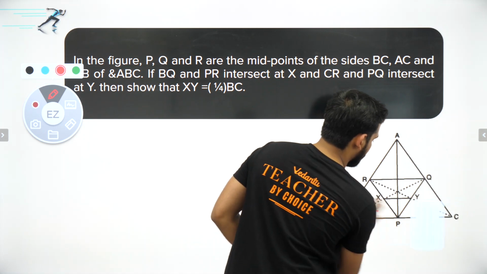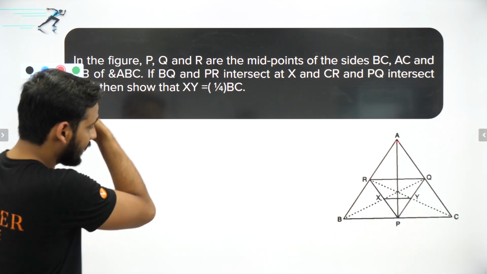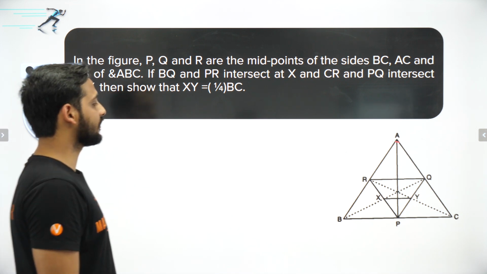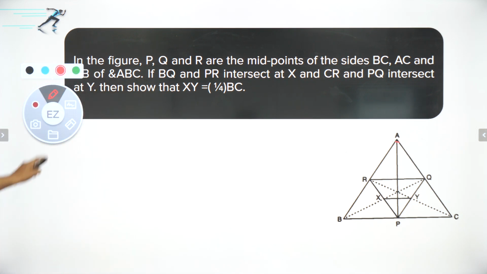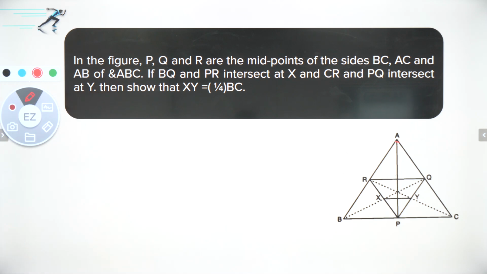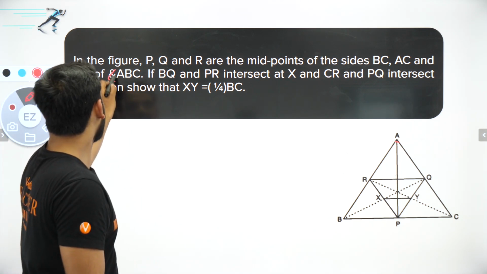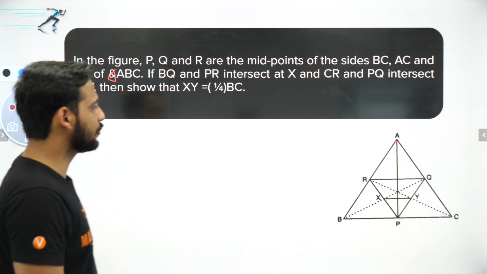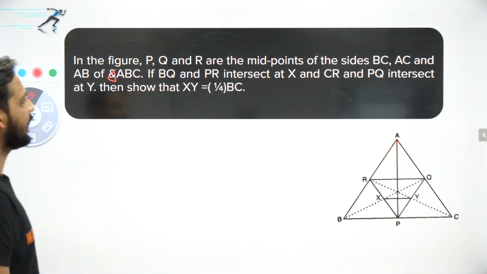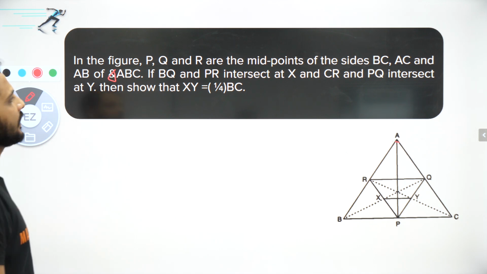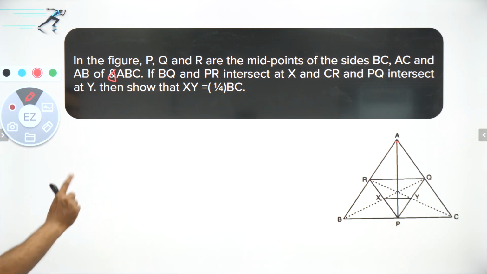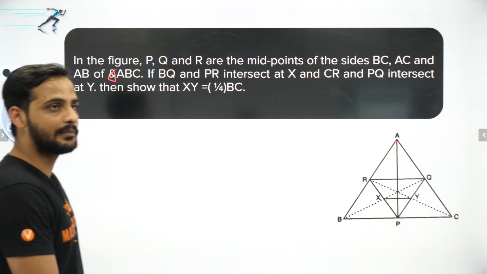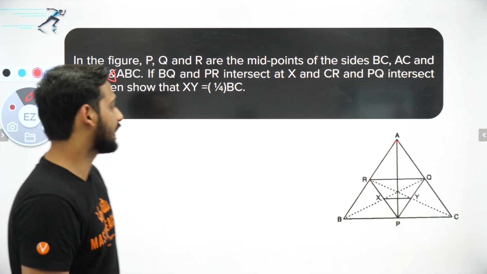The next question we have is this. In the figure, P, Q and R are the midpoints of sides BC, AC and AB of triangle ABC. If BQ and PR intersect at X, and CR and PQ intersect at Y, as shown here, show that XY is 1/4 times of BC.